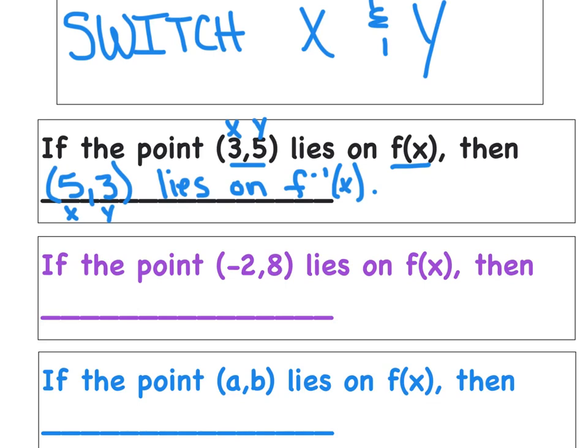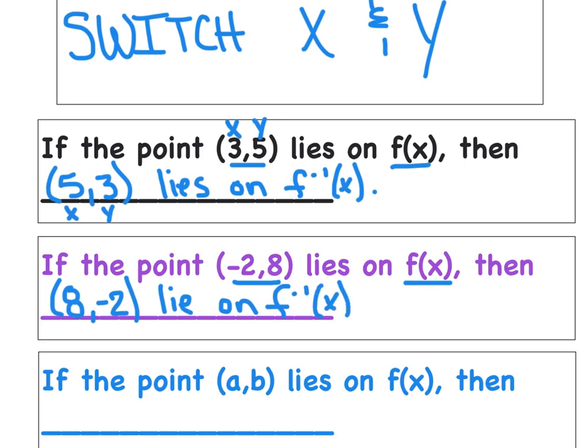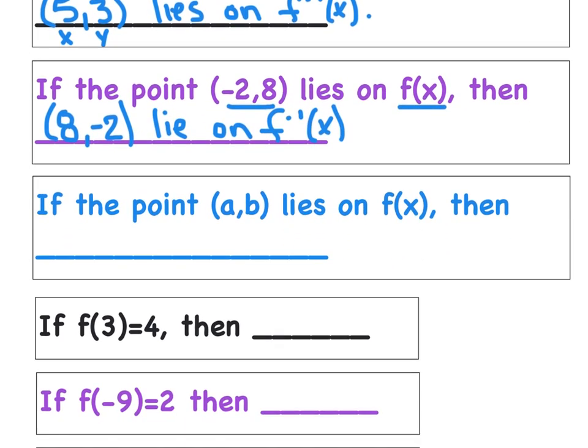All right, let's take a look at the next example here. If the point (-2, 8) lies on a mysterious function called f of x, then what must be true? We know that (8, -2) must lie on the graph of f inverse of x. Let's see if we can generalize that now. If there's a random point (a, b) that lies on f of x, then what must be true? There's a point (b, a) that must lie on f inverse of x.